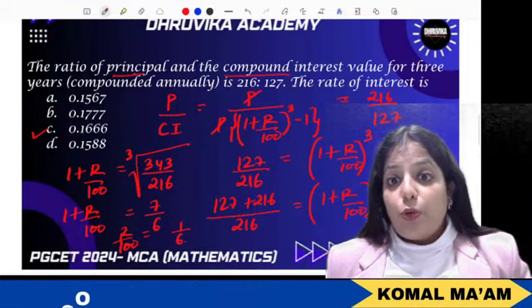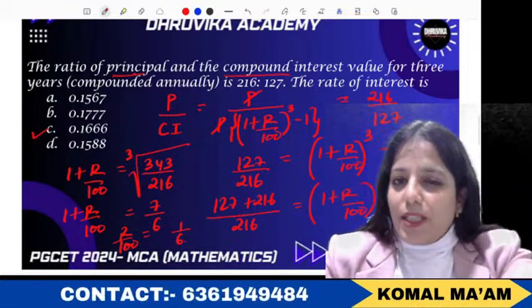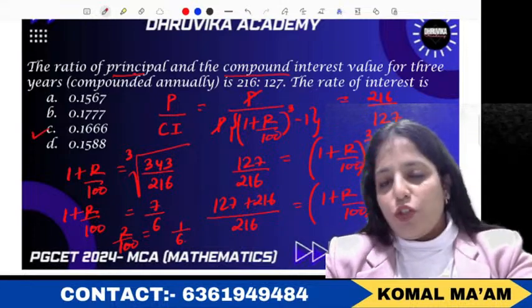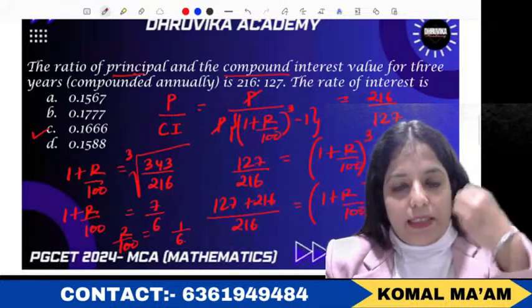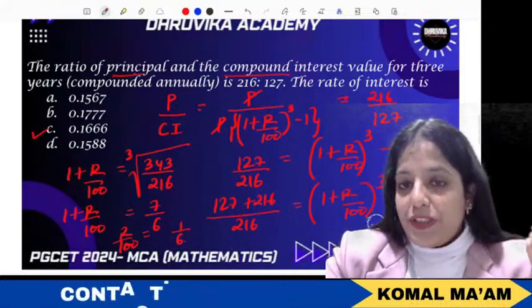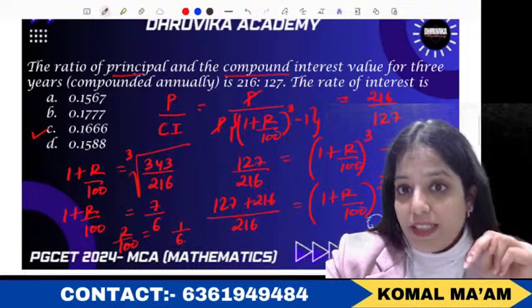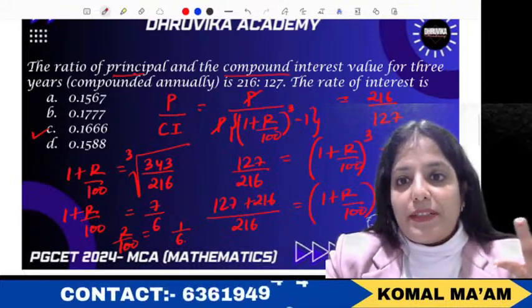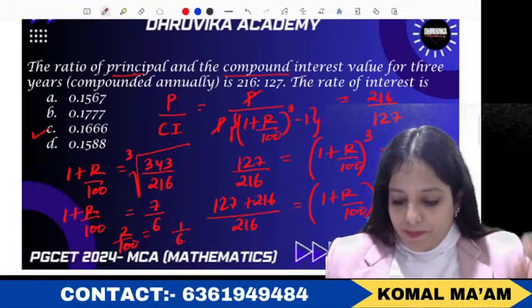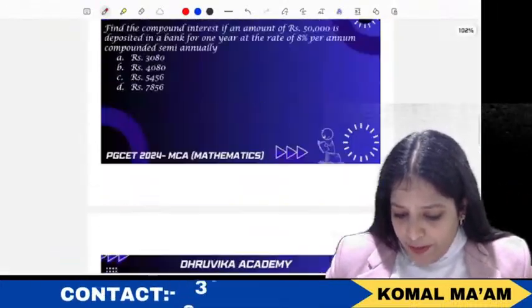0.166. So as I told you in the beginning, this is a specialized application of percentage. So when we start the batch, we'll first take some very important properties related to percentage. Then we will study the chapters related to percentage like profit and loss, compound interest, discount, everything. Okay. Now moving to the next question, guys.